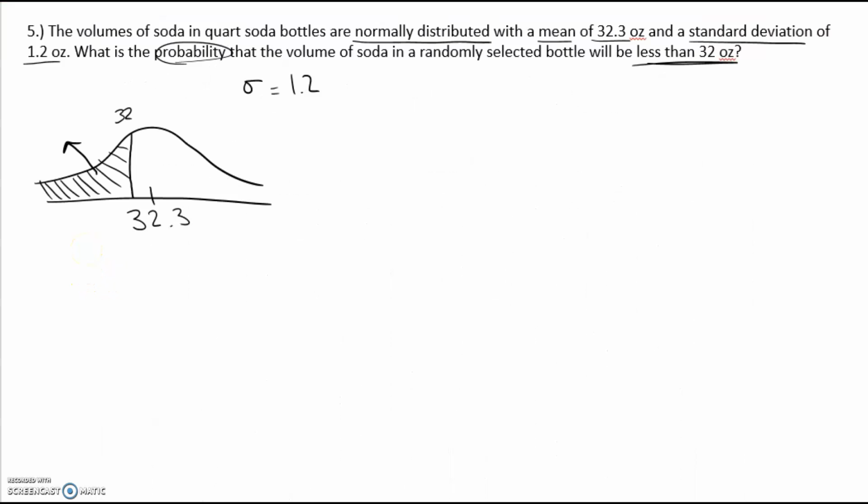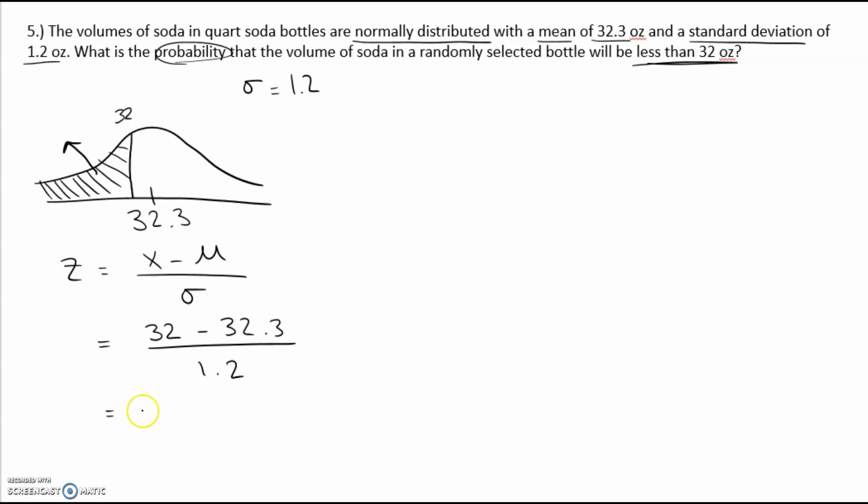So we're going to use that formula. Z is equal to x minus the mean, divided by standard deviation. So our x is 32 minus our mean, 32.3, divided by standard deviation of 1.2. I'm going to go out to 2 decimal places, and that gives me negative 0.25 for my z-score. It should be negative because here's our mean, and we're looking on this side. So all my z-scores will be negative over here, and all my z-scores will be positive over here.